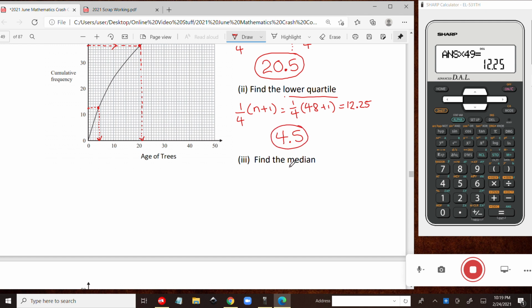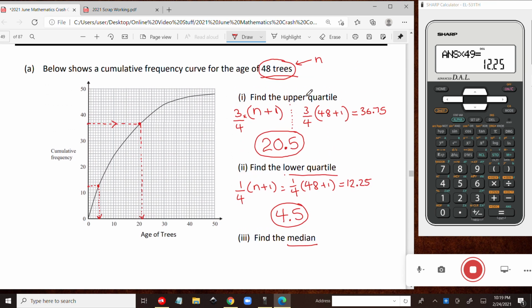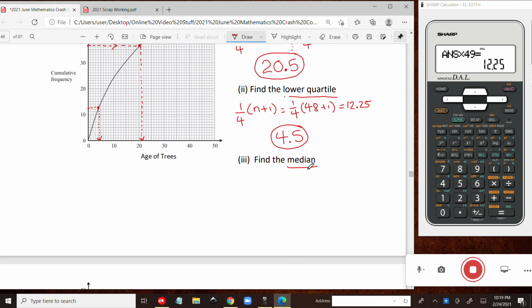Let's move on to the median. Now, you see how we have upper quartile, lower quartile? Median means middle or halfway. So we're going to do the same exact thing. N plus 1, but this time the fraction is a half. So it's a half of 48 plus 1, right? Let me work this out. A half of 48 plus 1. 1 divided by 2 is a half, multiplied by 49, and we get 24.5.